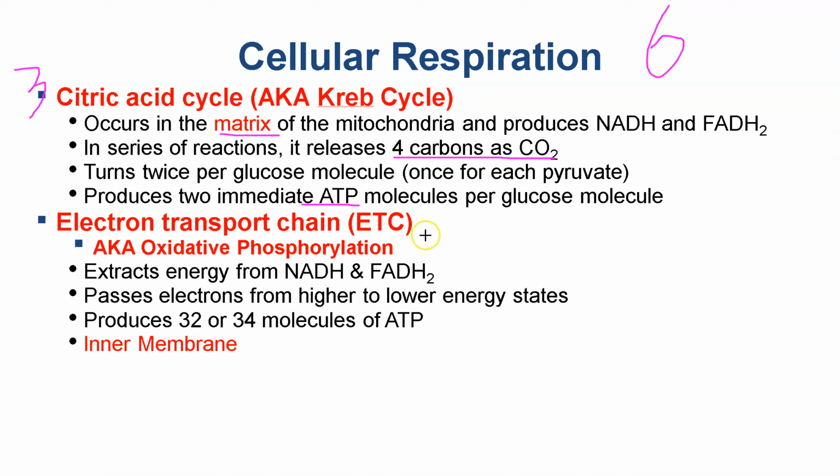Where does that happen? Right here. This is where the majority of the ATP is made, not all, the majority. The electron transport chain extracts energy from the reduced coenzymes and passes electrons from higher to lower energy states. Through the electron transport chain and chemiosmosis, or oxidative phosphorylation, 32 to 34 molecules of ATP are made at the inner membrane. So let's look at this picture right here.